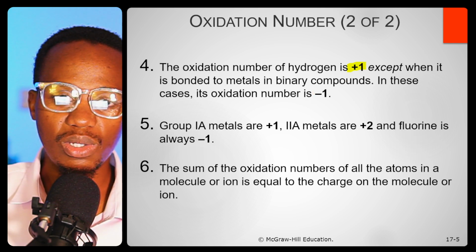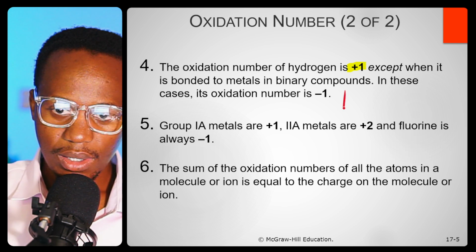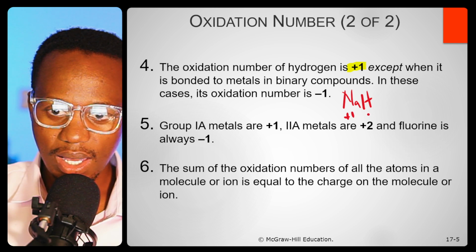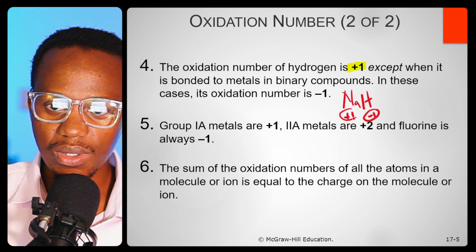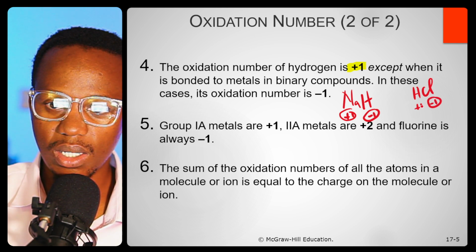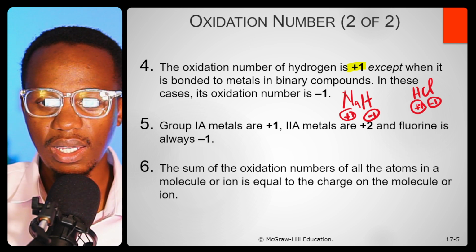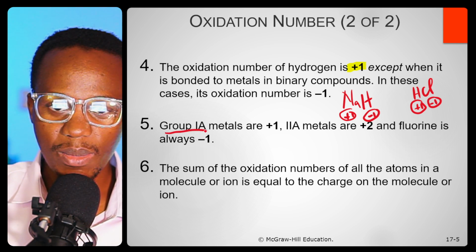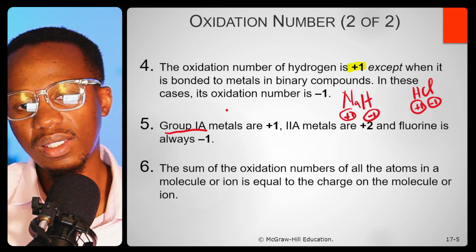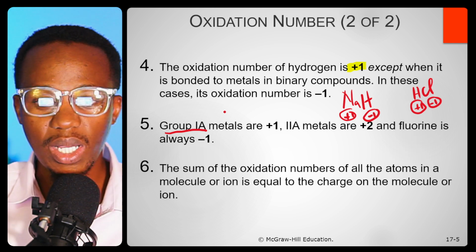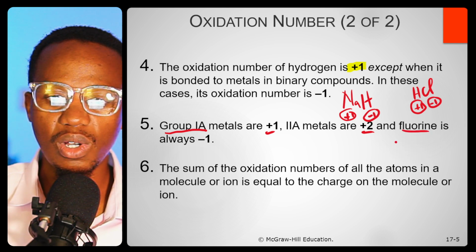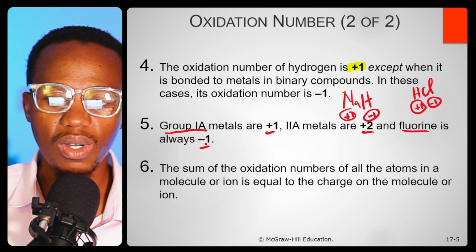Sometimes when hydrogen is bonded to metals, like in NaH, Na will have +1 and H will have -1. But most of the time, like in HCl, chlorine is -1 and hydrogen is +1. So this is how you get the numbers. Group 1A elements are +1, so lithium, sodium, potassium, all the way down the periodic table. Group 1 is +1, group 2 is +2. Fluorine is always -1, and chlorine is usually -1, and all that stuff.